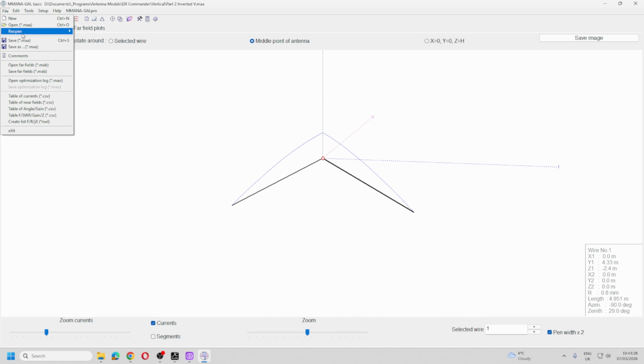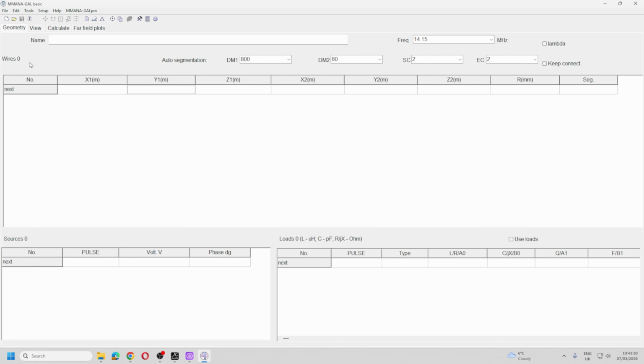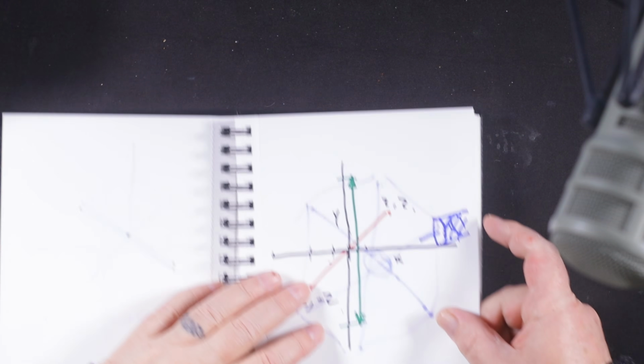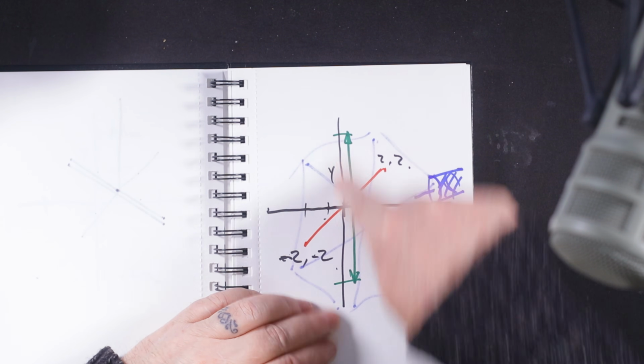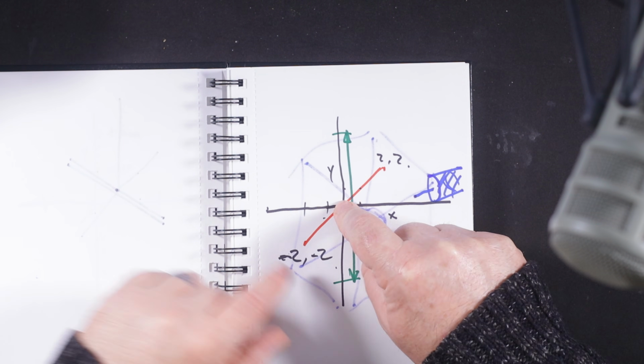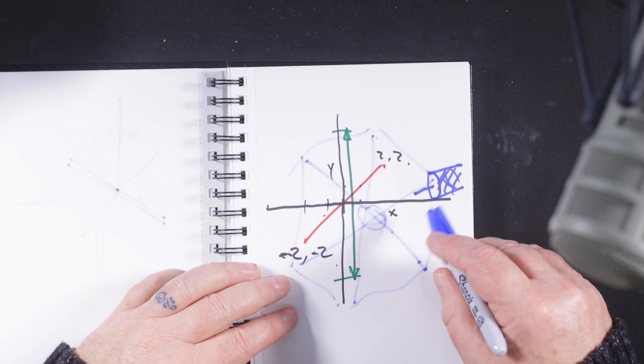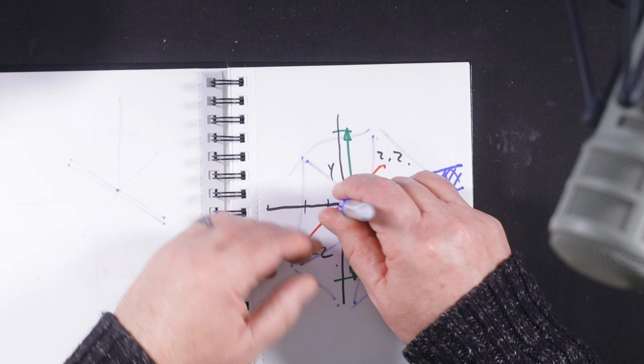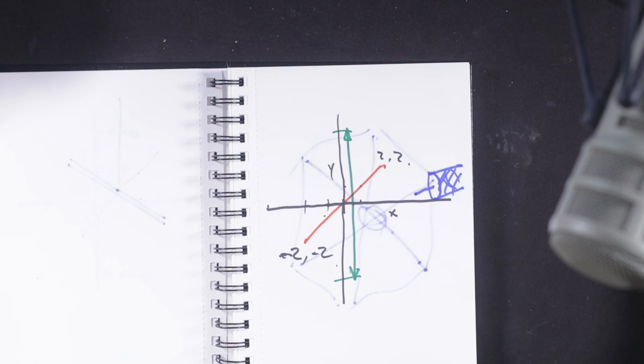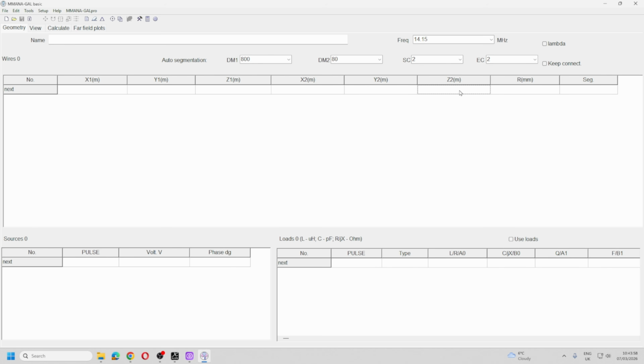So file new, geometry. Right, if you remember, back here, we've got our X and our Y and our Z. So if we build an antenna, which is right in the middle of this, the X and the Y axis can all stay at 0. So can the Z axis if this is a ground mounted antenna. So the only thing we need to do is Z equals 2. Z2, sorry, when we'll make it for the 20 meter band.